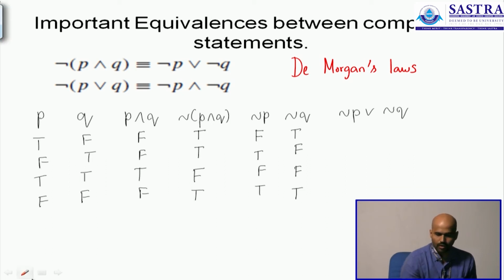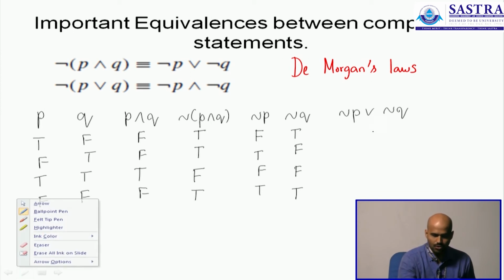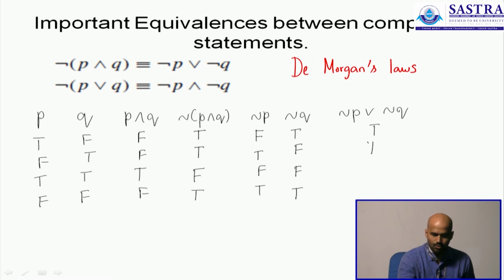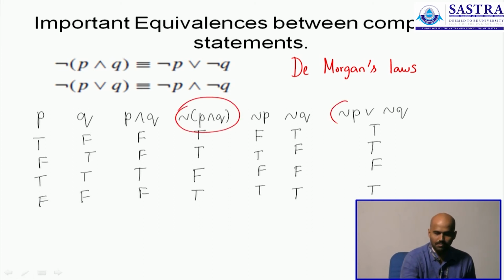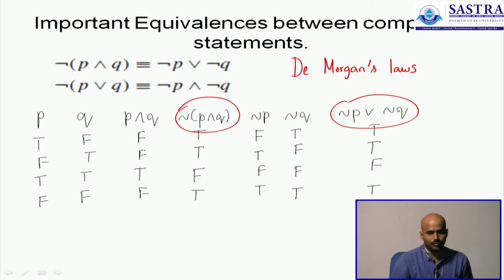And now you are looking for a disjunction between columns 5 and 6. It's a true again, false again, and a true again. This clearly indicates that the statements represented by columns 4 and 7 are equivalent because their columns are a 100% match.